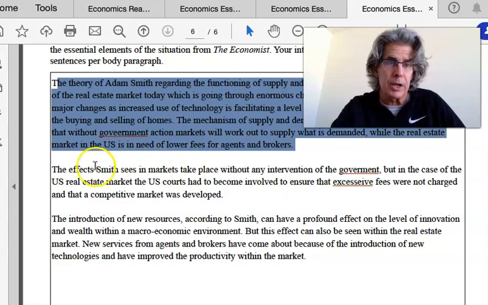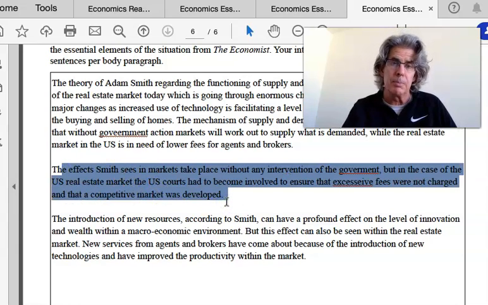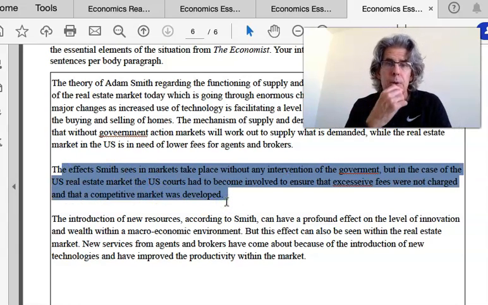And then I wrote the second one, the effects Smith sees in markets. This only took 1 sentence. But I looked at it for a bit. I went, you know what? That Pendleton, he's going to get mad because I've only written 1. And he said to write 2. But you know what? Who cares what he says? This covers both Smith and the market. And it's okay. It's a good enough sentence.